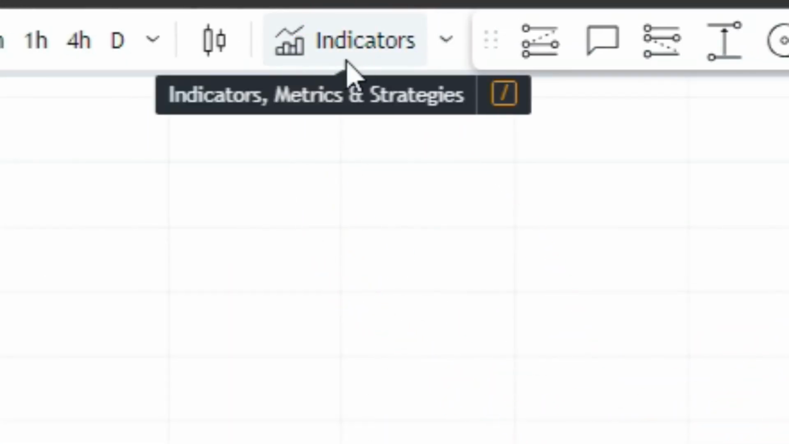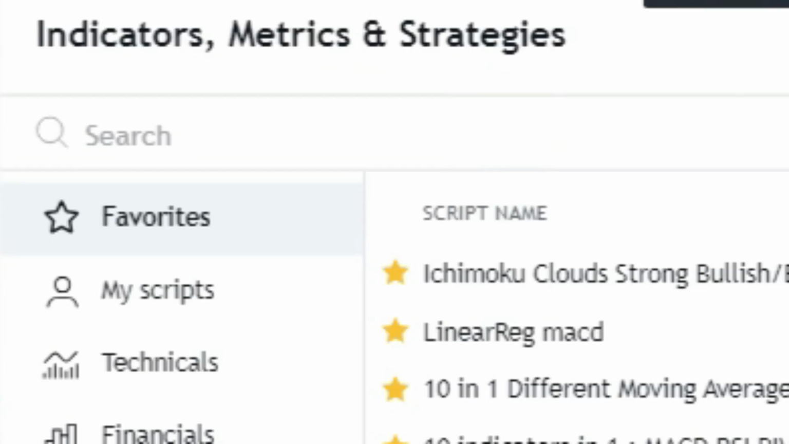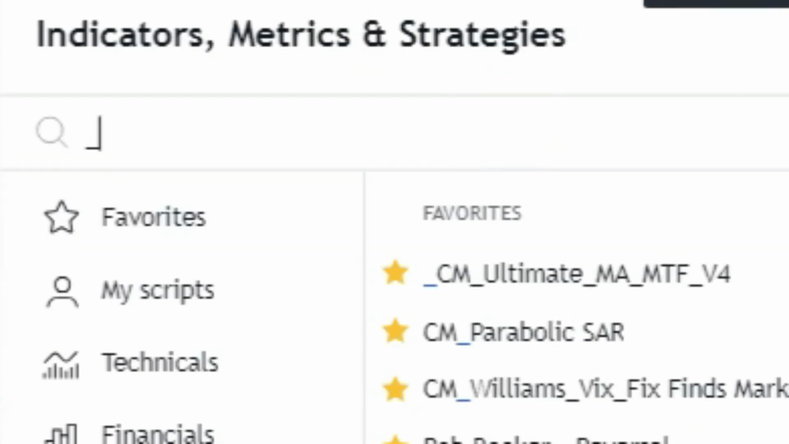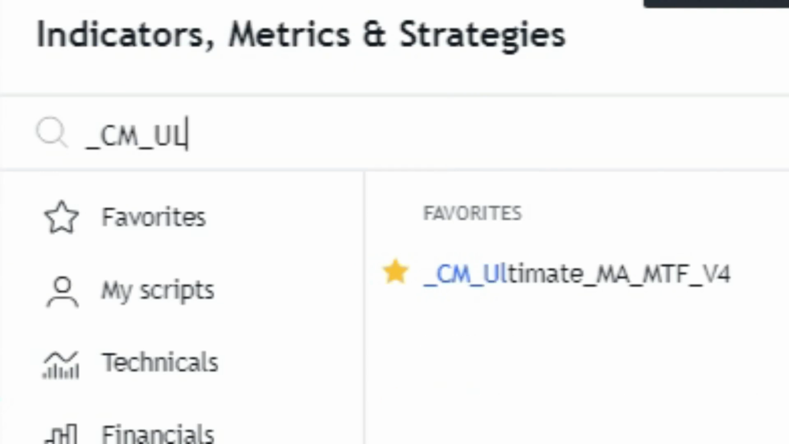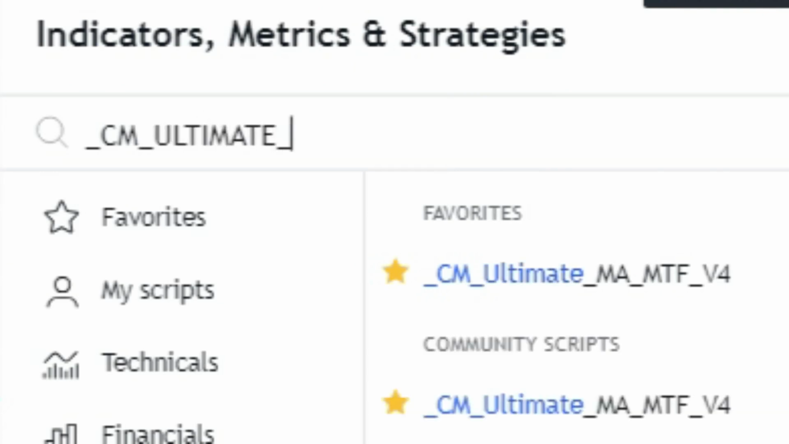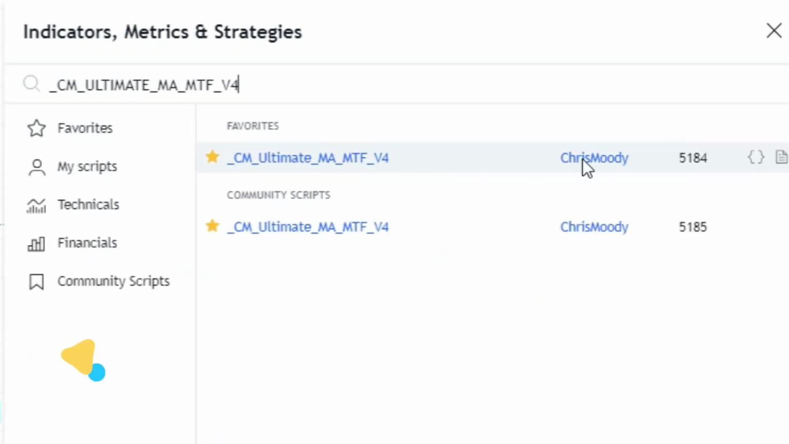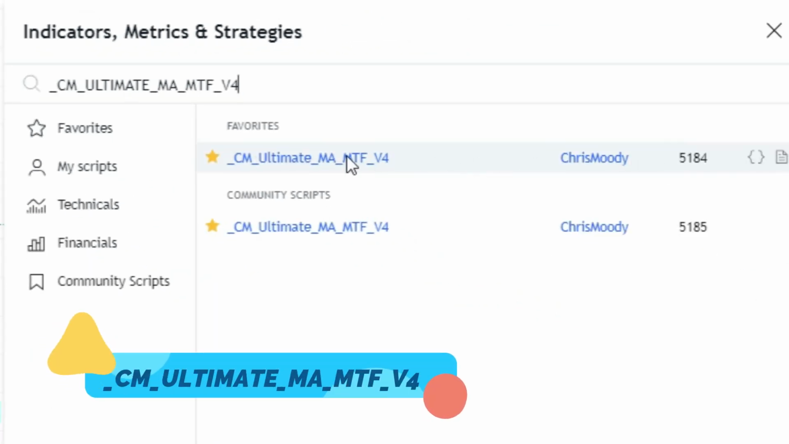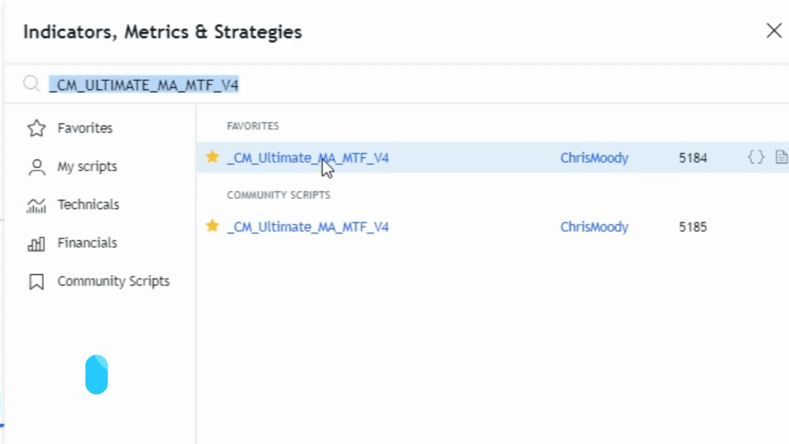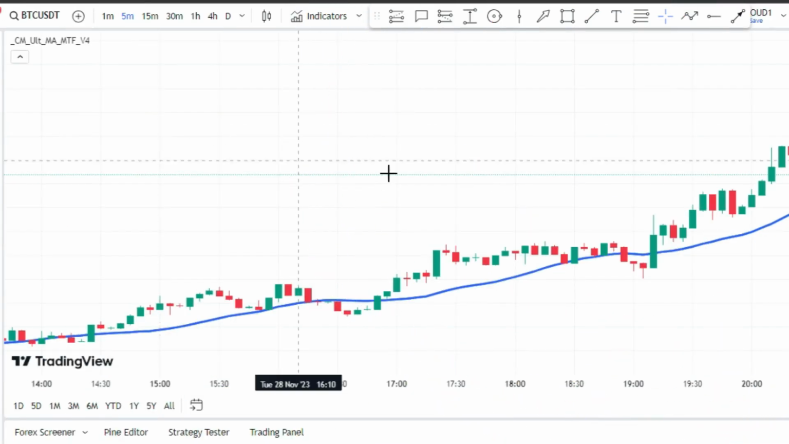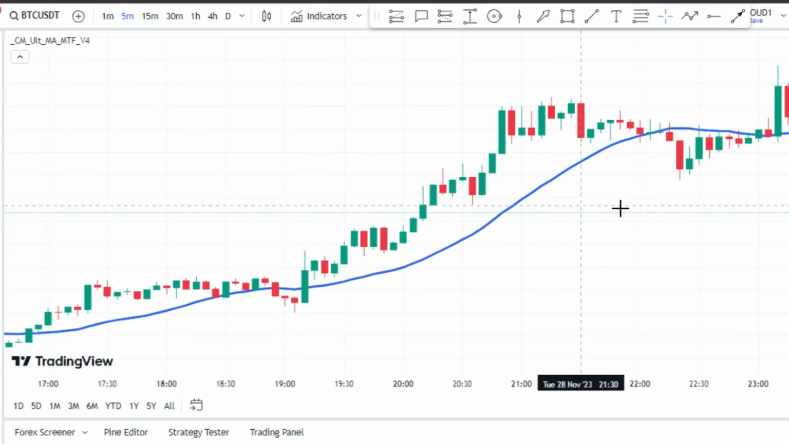Now, it's time to add our first indicator, the CM Ultimate MAMFT V4. Go to the indicator section and search for CM Ultimate MAMFT V4. Add this indicator to your chart. Now let's make some adjustments in the settings.